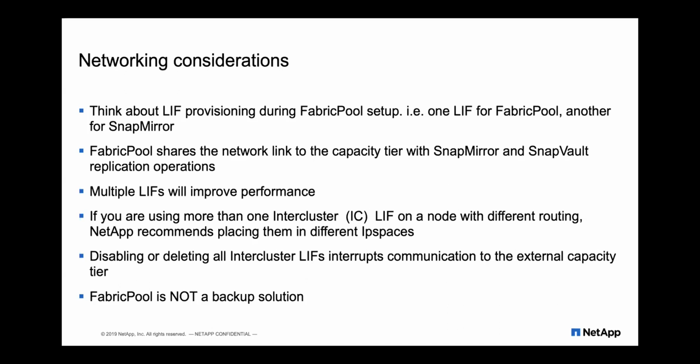Of course, if there are any interruptions in your intercluster LIFs, or if it's disabled, tiering will stop, and so will communications to your external tier. Any reads will be disrupted when you're trying to read any blocks that are in your capacity tier. And lastly, I want to note that fabric pool is not a backup solution. It works nicely with our backup solutions, and it's a great setup if you've got storage for your destination volumes, and you have a SnapMirror to a destination aggregate where you have a volume set to an all policy, and all that information is now tiered.